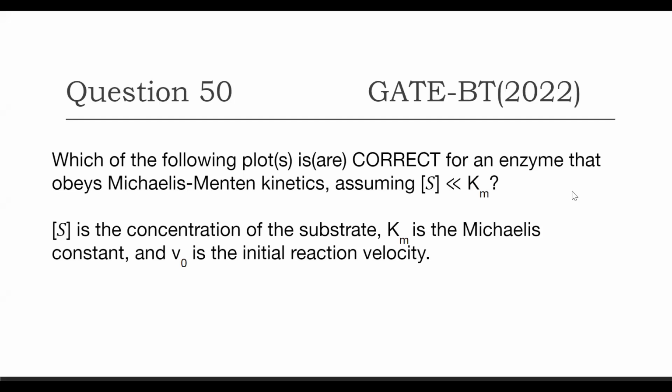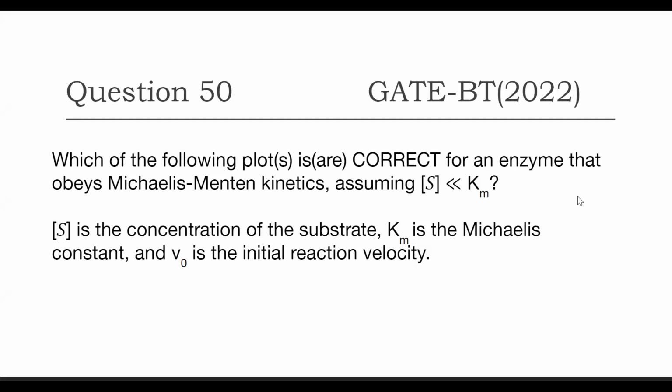Welcome everyone. Today I'll be solving question 50 of the 2022 GATE Biotechnology paper. The question is that you have to find out which of the following plots is or are correct for an enzyme which obeys Michaelis-Menten kinetics. And you have to assume that the substrate concentration is much less than the Michaelis constant. Here S is the concentration of the substrate, Km is the Michaelis constant, and V0 is the initial reaction velocity.